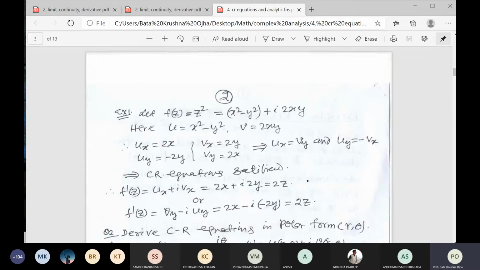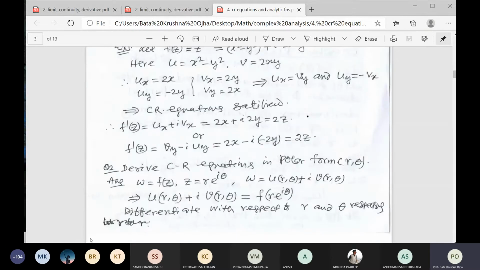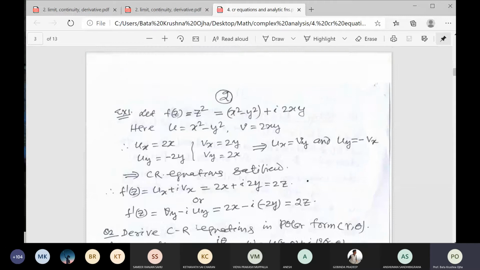What is the derivative of the function? f dash is equal to u_x plus i v_y. You remember this formula. So u_x is equal to 2x plus i 2y, taking 2 common, x plus iy, that's 2z. So you see, if it is z square, just to differentiate, it is just like real calculus, it's 2z. That is the derivative of x square is equal to 2x.